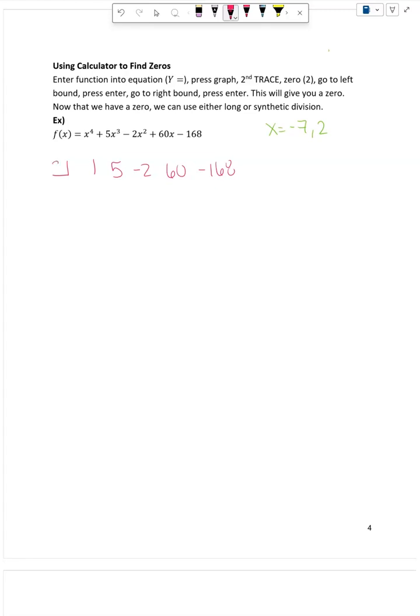So I'm going to start with the 2, if that's okay with you guys. So this guy gets dropped. So 2 times 1 is 2. Remember, this is addition. So then this is going to be 7. 2 times 7 is 14. This is going to give us a 12. 2 times 12 is 24. So this gives us an 84. And 2 times 84 is 168. So this gives us a 0 for our remainder.